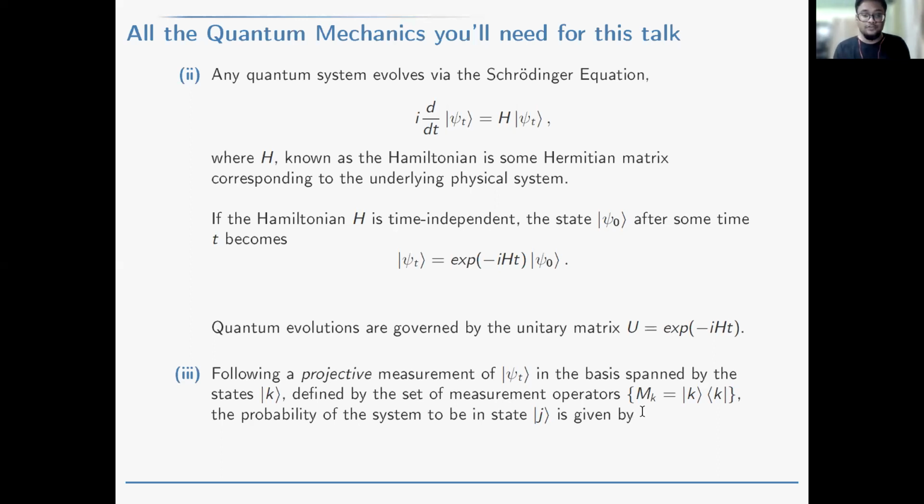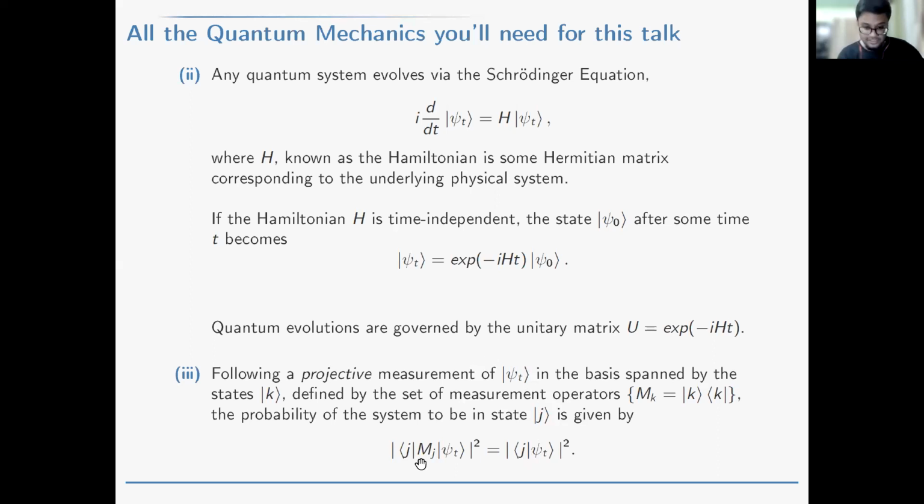If you want to measure your quantum system, you just have a corresponding measurement apparatus, which are just projectors. If you want to observe the probability of your quantum state to be in some state j, you just apply this measurement operator mj to your quantum state. So mj is just going to be ket j bra j, and what you get is essentially the probability of your quantum state to be in this state j.